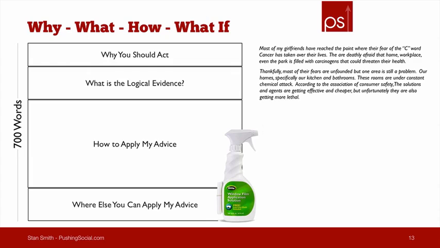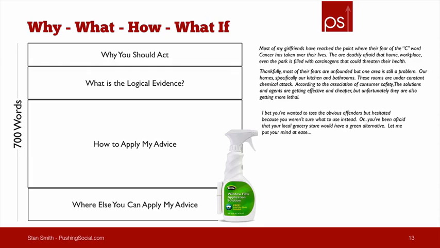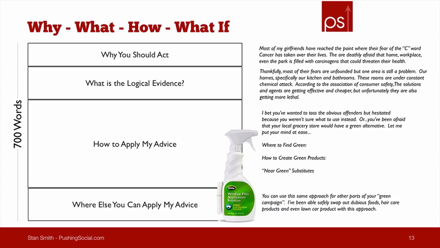Okay, and then you move into how to apply my advice. So I bet you've wanted to toss the obvious offenders but hesitated because you weren't sure what to use instead, or you've been afraid that your local grocery store would not have a green alternative. Let me put your mind at ease. Where to find green products, how to create green products, near green substitutes. So here you are applying your advice. You're solving the problem, but you're applying that how piece. So the person in your audience that really wants to get their hands dirty can get that meaty advice right in the middle there.